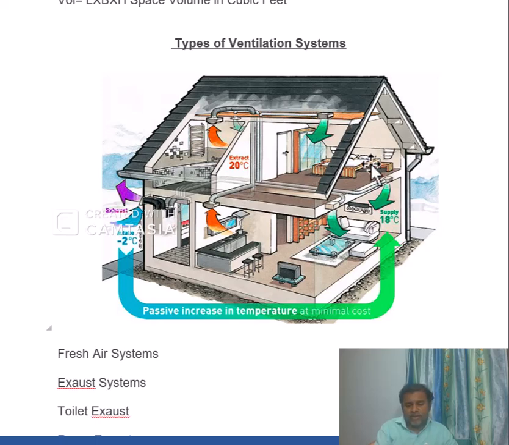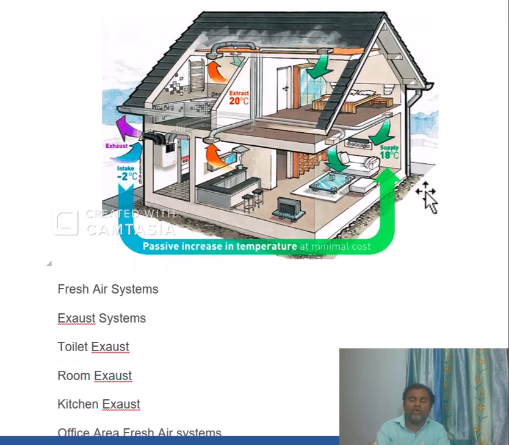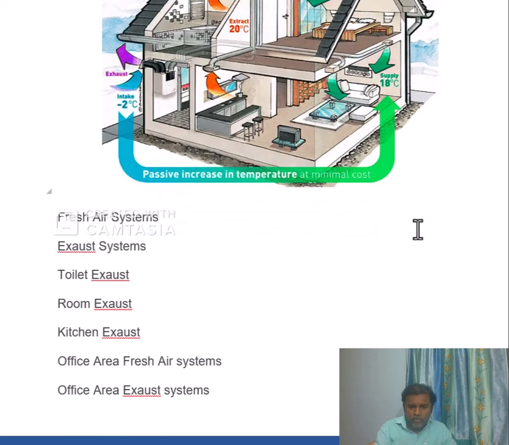So if you understand these diagrams, you can easily find out how we can calculate the CFM and all for exhaust as well as supply air. Now the different types of ventilation systems, I am going to show you one by one here.